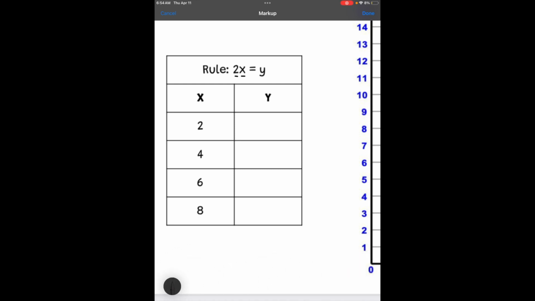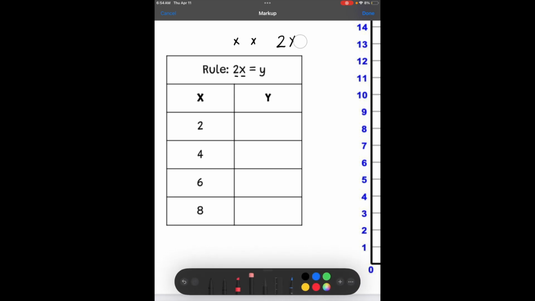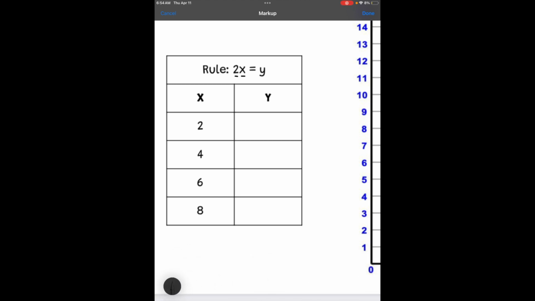So what mathematicians have realized is that X variable and the multiplication sign look identical. So what they don't want to do is put 2 times X. That doesn't make a lot of sense to people that are trying to solve the problem. So what they've done instead is they've just gotten rid of it, and now they put the numbers next to each other. So really what this is saying is 2 times whatever X is. In this case, our rule is just times 2. So go ahead and fill in the Y part of your table based off of this rule.